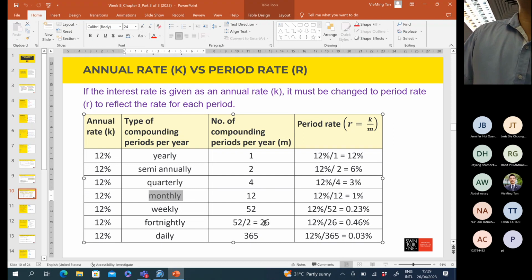Lastly, daily, we have to assume this is just an ordinary year. So 1 year has 365 days. So if the interest is calculated daily, that means M is equal to 365. All right. So you have to understand the concept of M before we can apply the formula.